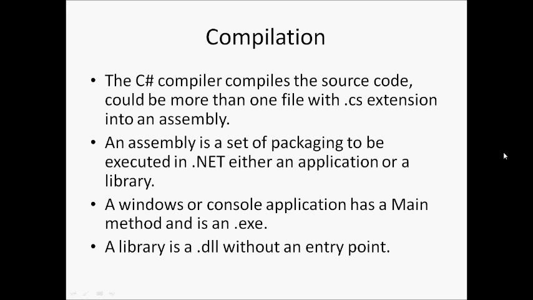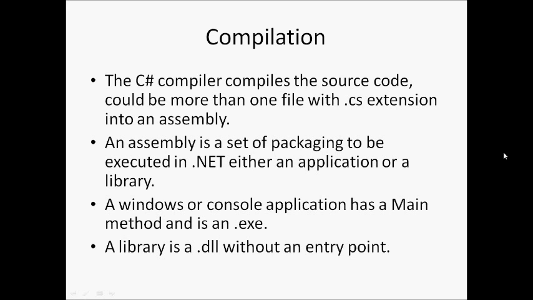The compiler compiles the source code, which could be more than one file with .cs extensions, into an assembly. Whenever you see a .cs, that is source code for C#. A .vb would be the source code for Visual Basic, a .cc for C++, and .c for C.